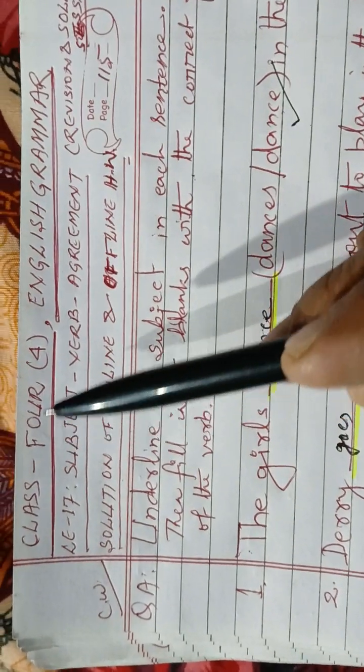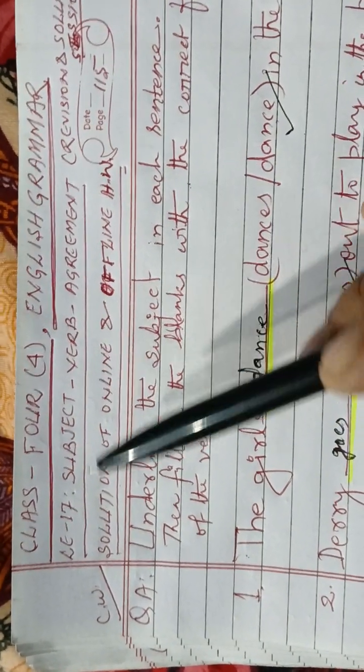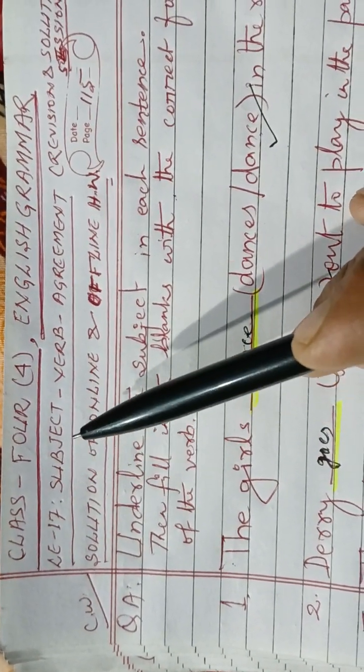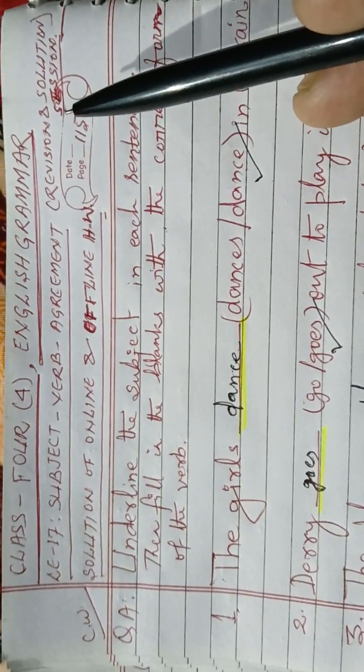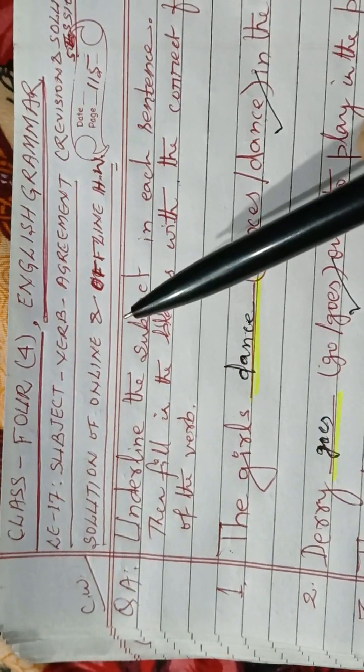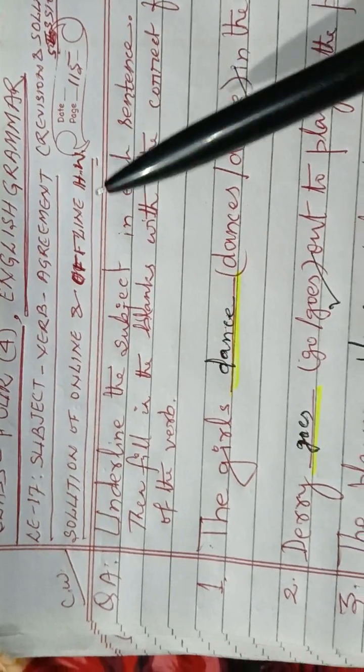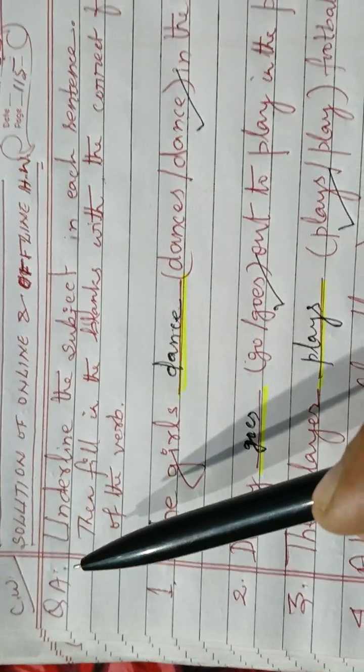It belongs to class 4, lesson 17, named subject verb agreement. It involves revision and solution of online and offline homework. Let us enjoy it. Question number A.